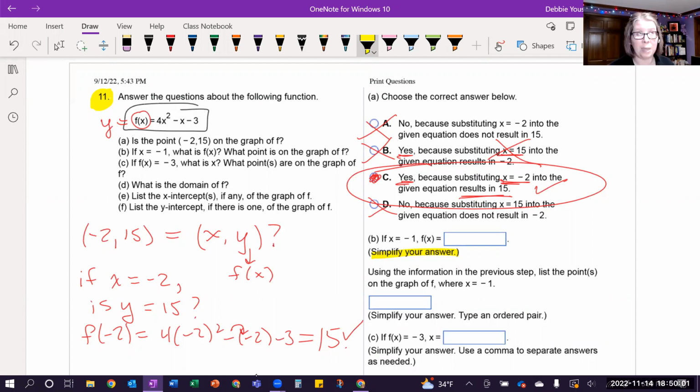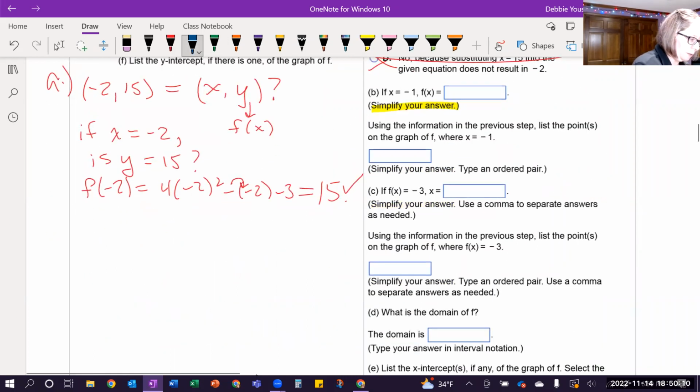There's a lot of different ways to ask things and give information. So we're going to go ahead. So this was A. So we're going to go ahead for B. I'll do this in a different color. We're going to take f of -1. So 4 times -1 squared minus -1 minus 3.